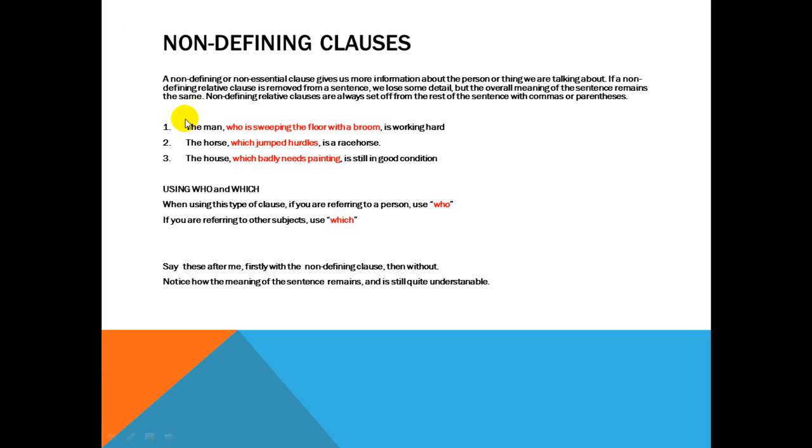The man who is sweeping the floor with a broom is working hard. The man is working hard. The horse which jumped hurdles is a racehorse. The horse is a racehorse. The house which badly needs painting is still in good condition. The house is still in good condition. So we can see we get more information about the person or thing we're talking about by using a non-defining clause.